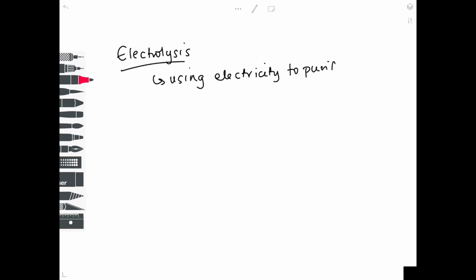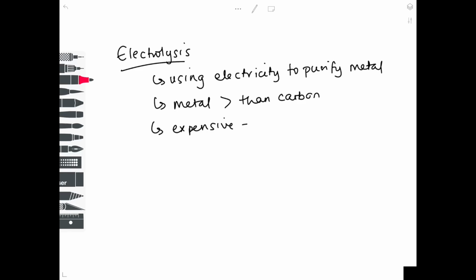If the metal we're trying to purify is more reactive than carbon, then clearly the blast furnace won't work because the carbon won't displace that oxygen, which is where we need to use the final purification method you need to know about, which is electrolysis, which, as the name suggests, is using electricity to purify the metal. And that's used in metals which are more reactive than carbon. It's a really frustrating process because it's incredibly expensive, and that's due to the high energy costs, simply because you need so much electricity.